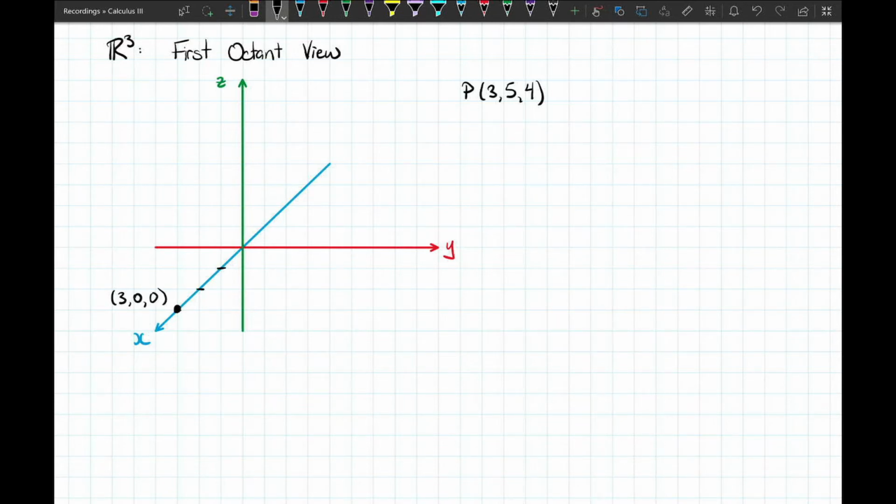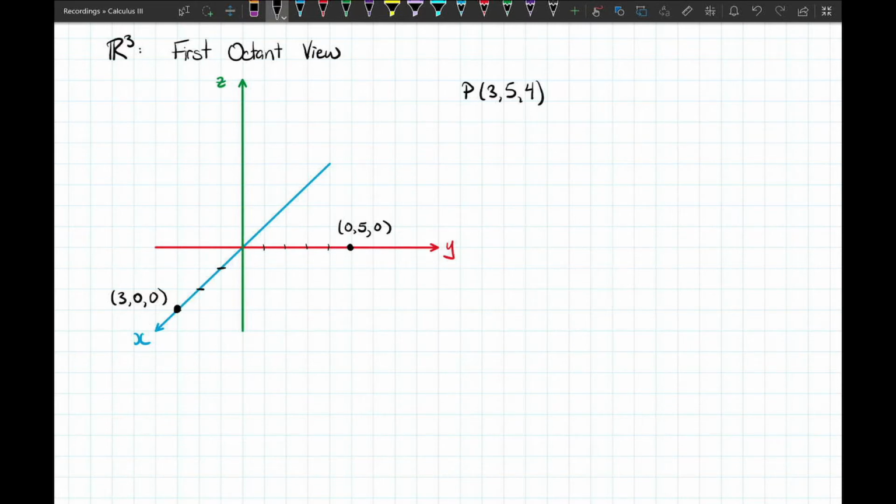We're going to do the same thing now with the y-axis and travel 5 units in the direction of positive y. And here is 5 units in the direction of positive y. But if we want to put a point there, that point would have the coordinate 0 for x, since we haven't traveled in the x direction, 5 for y, since it's 5 units in the direction of y, and 0 in the direction of z.